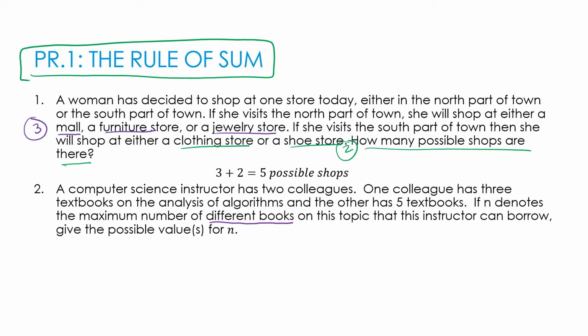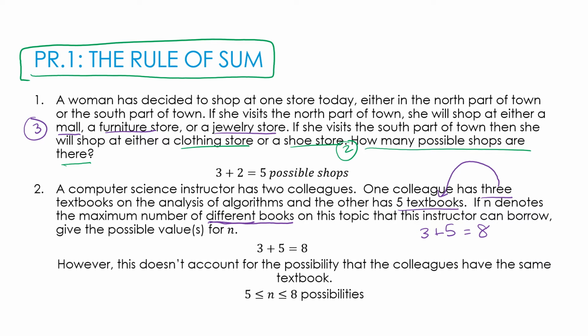So a lot of people would just say, well, if one has 3 and one has 5, that means there's 8. And you're partially correct. There are 8 possible textbooks that I can borrow from my colleagues. However, because I'm looking specifically for different books, and it doesn't specify if the first colleague and the second colleague have different textbooks, it could be that all 3 of my first colleague's textbooks are also in my second colleague's textbook library. So what I'm going to do instead is say that there are up to 8.